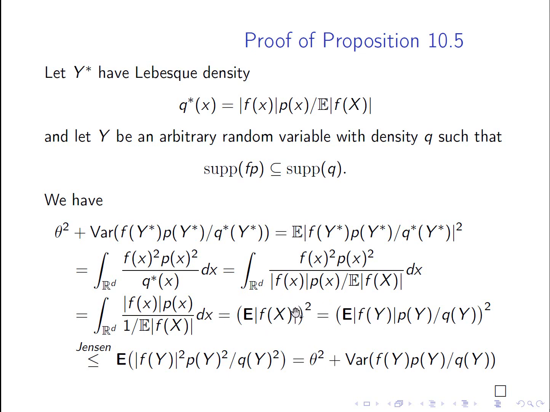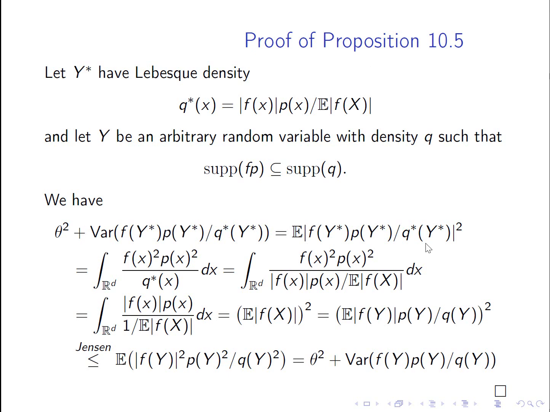And now we are almost done, because here we have the square outside. Now we can take the square inside with Jensen's inequality, and we have this expression. And this expression here is the second moment of the importance sampling estimator with density q. Well, the second moment we can rewrite as mean squared plus a variance, and we are done. So it's a skillful rewriting of the second moments with the use of Jensen's inequality, and that shows proposition 10.5.